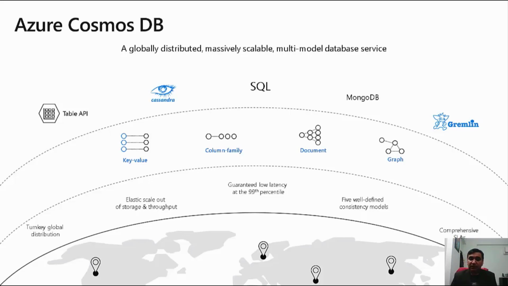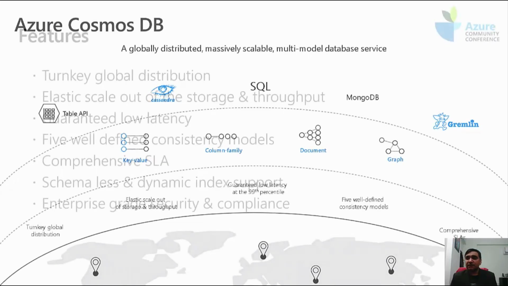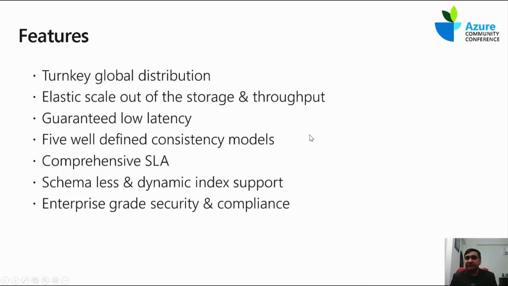Let's look at the different features we have. As I've already mentioned, one thing I wanted to highlight in turnkey global distribution is that we support both single master with multiple read replicas, and we also support multi-master, so that you can write and read anywhere, in any region, and there is no limitation on how many regions you can have. As long as you have access to Azure data centers, we are completely okay to enable the replicas for you.